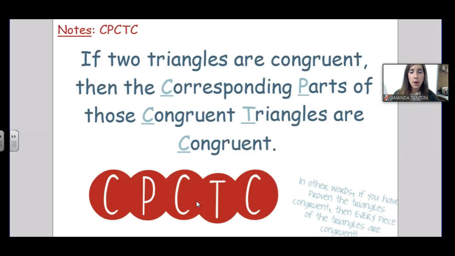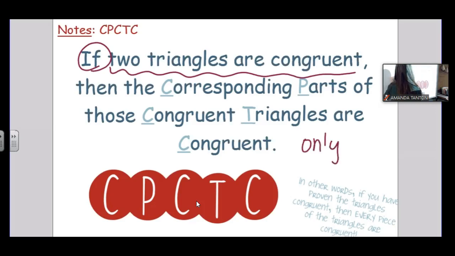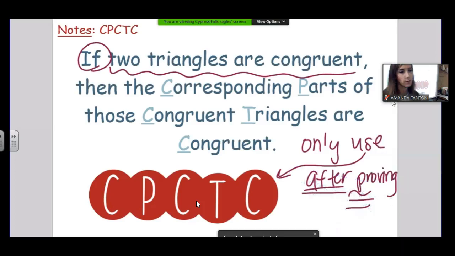Now, what I want to point out is what the hypothesis of this theorem is saying. What we're assuming, what comes after the "if": if two triangles are congruent. Well, that's why we saved this for today. You can only use CPCTC after you've proved triangles congruent. You can only use it after proving congruent.